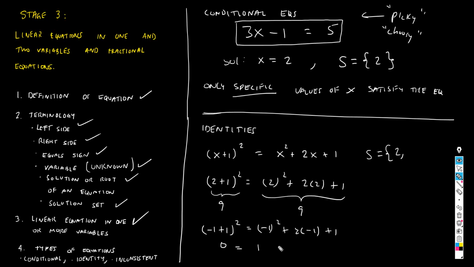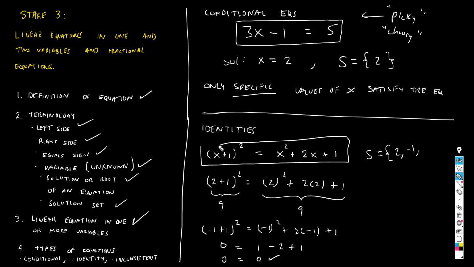This is going to be 1 minus 2 plus 1. So this is 0 equals 0. Another check. So the number minus 1 is also a solution to this identity, etc., etc. Any number, any value of x, it doesn't matter which one, is going to satisfy this equation. So in the solution set, I have all possible real numbers. Any number is going to satisfy this equation.